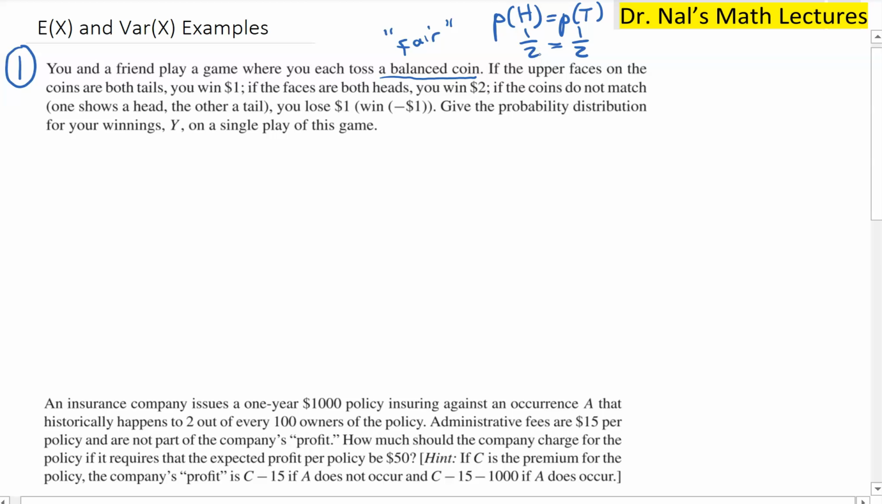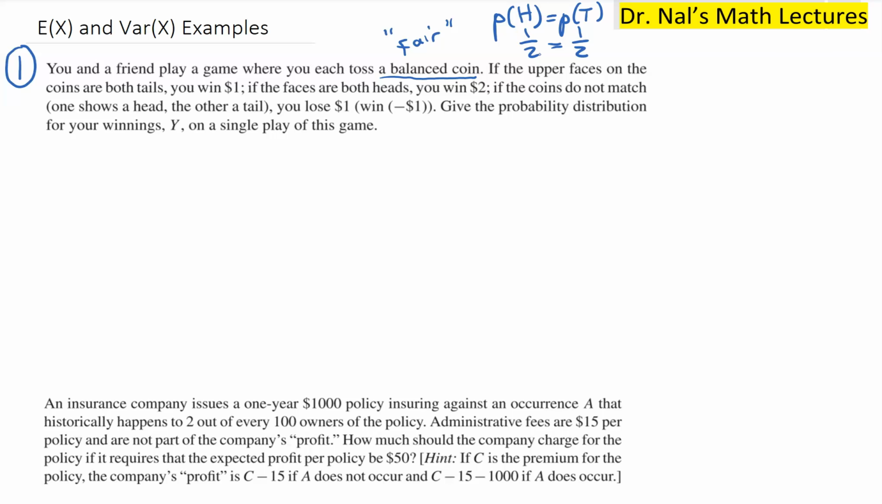If the upper faces on the coins are both tails, you win $1. So if you each toss this coin and both of you get tails, then you win $1, and I assume your opponent is losing $1. If the faces are both heads, you flip a coin, you get a head, your friend flips a coin, he gets a head as well. It's even better for you. You get $2 then. So as long as the coins match, either tail or head, you win. If it's tail, you win $1. If it's both heads, you win $2.